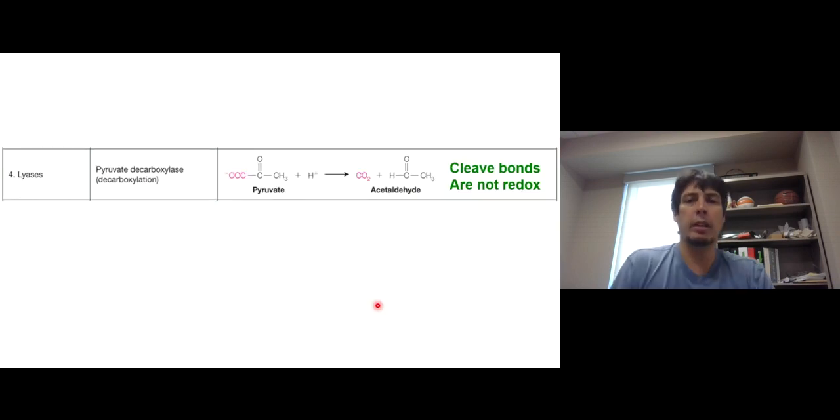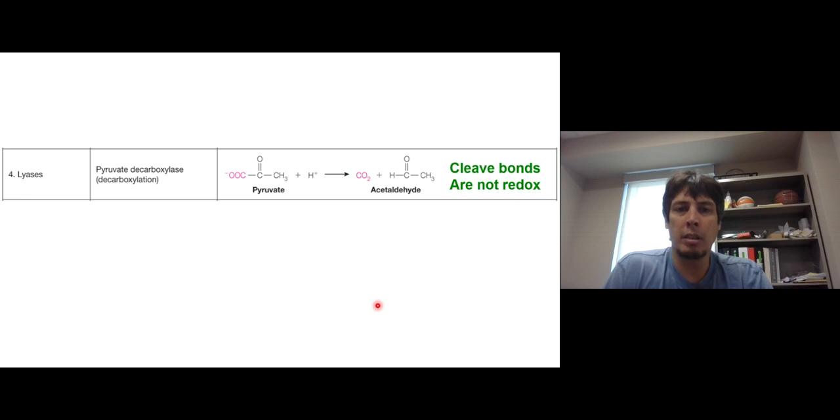Fourth class of enzyme are the lyases. These cleave bonds as well, but they're not hydrolysis reactions. They're also not redox reactions, even though they kind of look like them. As an example, this is pyruvate decarboxylase. Pyruvate is shown here as the substrate, and the product is carbon dioxide and acetaldehyde.